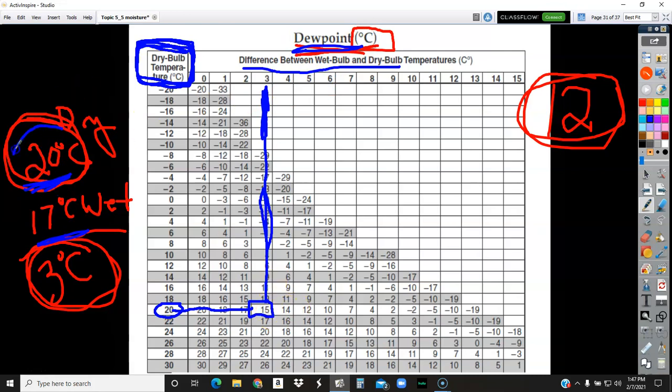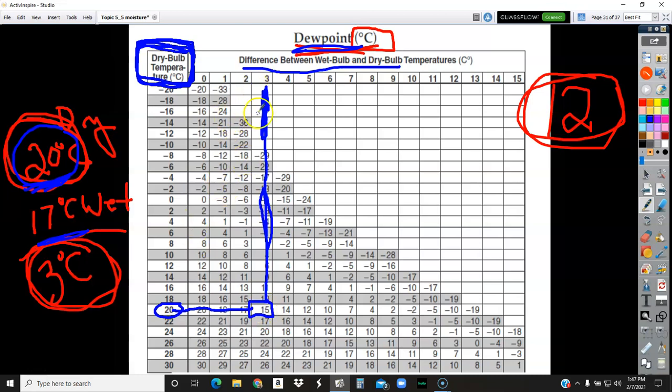That means if this 20 dropped and cooled down to 15, I would finally reach saturation and be at 100% humidity and have a very good chance of seeing some kind of precipitation. That's my dew point temperature for that particular day at that particular time. But 15 is my dew point.